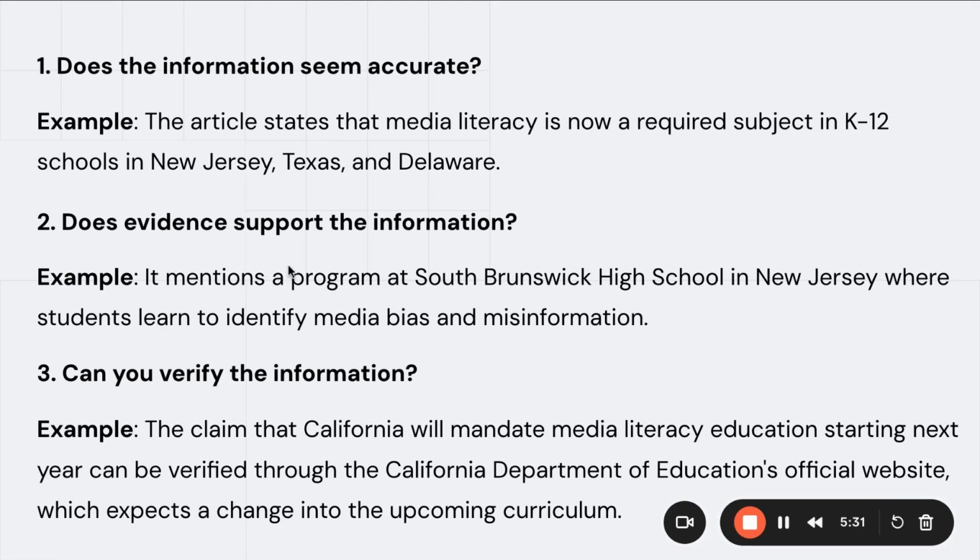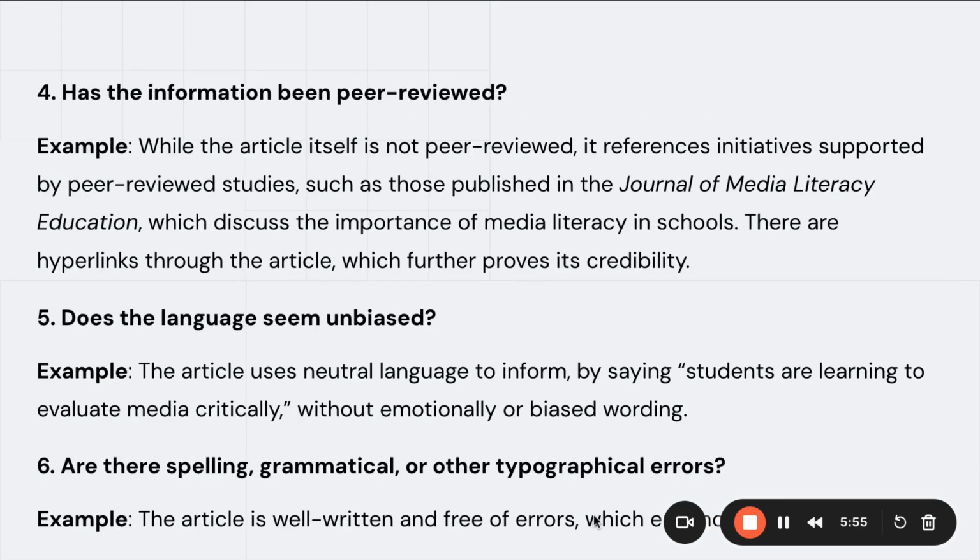Does it provide support for the information? It mentions the program at the South Brunswick High School in New Jersey, where students learn to identify media bias and misinformation. Can we also verify the information? Of course we can, because the article claims that California will mandate media literacy education starting next year, meaning there's going to be a change in their curriculum.